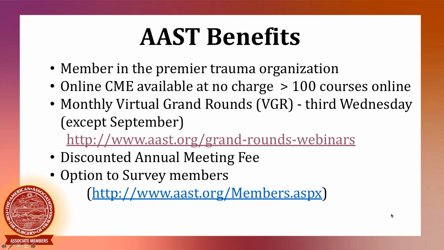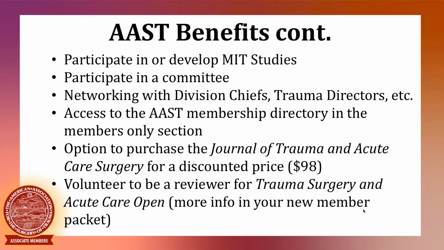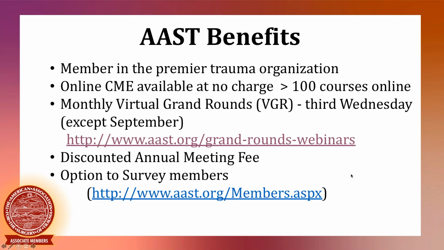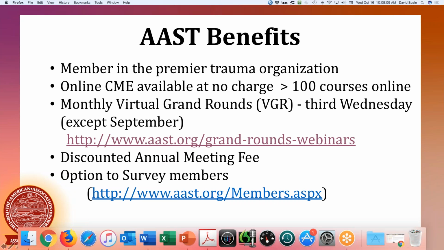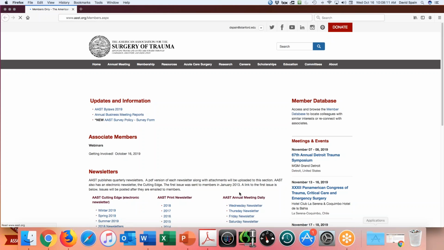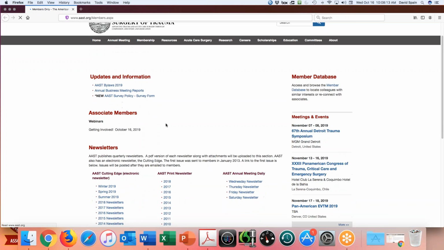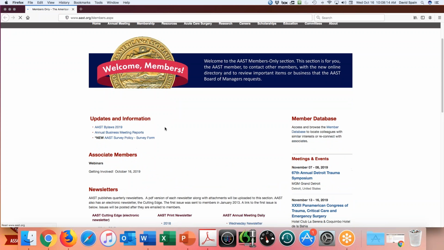Another benefit is you also get a discounted annual meeting fee, so you'll be able to attend the meeting as a member and get a discounted fee. And then finally, there's also an option to survey members. So if any of you want to do a survey that requires a membership of the AAST, you can go on this web page and you can submit a survey.